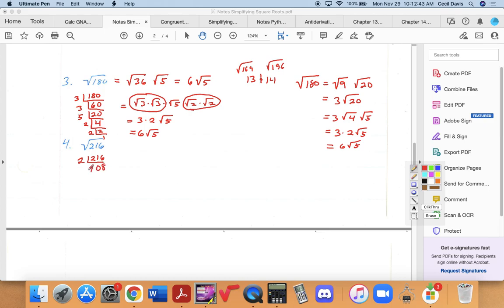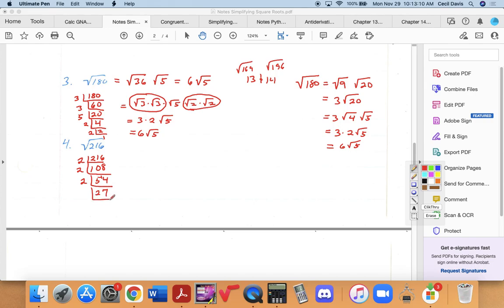That's 108. 2 into 108? 54. 2 goes into 54, that's going to go twice with 1 left over. 2 into 14 is 7. Can't divide by 2 anymore. I can divide by 3.